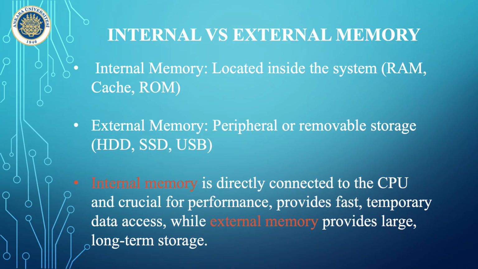Internal memory provides temporary and rapid access, while external memory focuses on large and permanent storage. In short, internal memory keeps what the CPU needs right now. External memory stores everything else.